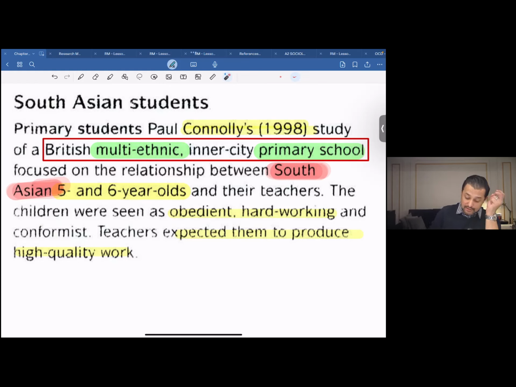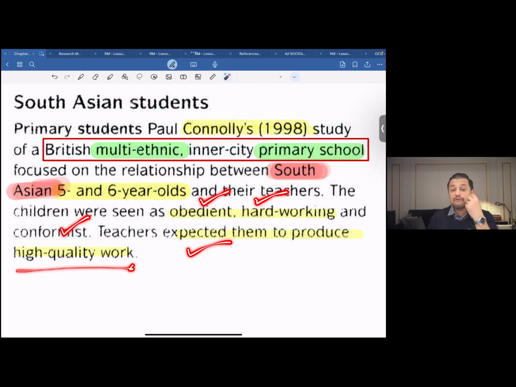Now, this research was conducted by Connolly in 1998 in a British multi-ethnic inner-city primary school. She focused on the relationship between South Asian students and their teachers, and the kids were aged 5 to 6 years, pretty young kids. The children were seen as obedient, hardworking, and conformist. Teachers expected them to produce high quality work. Again, the teachers' perception here is pretty positive.